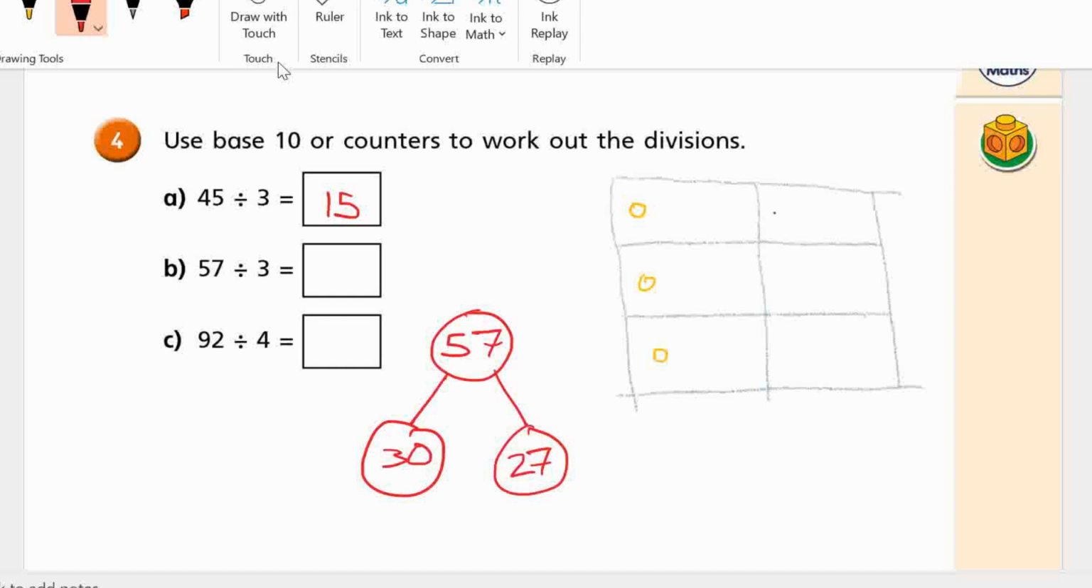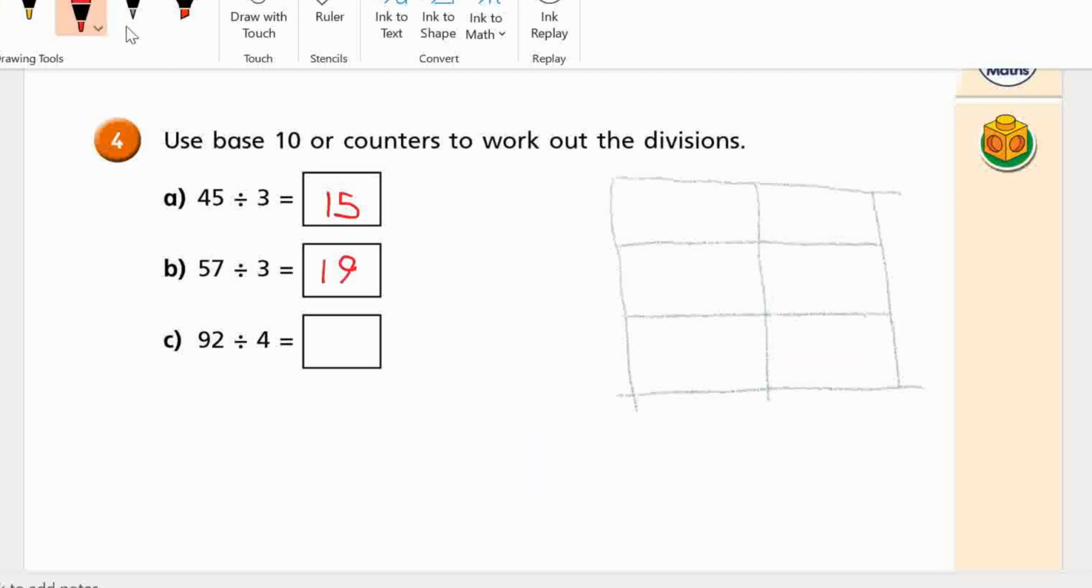Does anyone know what 27 divided by 3 is? 9, thank you. 27 divided by 3 is 9. So to save a bit of time, I'll just do 9 here. You can obviously count more carefully, but I know for sure that 27 divided by 3 is 9 because I know my 9 times table. Right, so we've got 1 ten and we've got 9 ones. 19, and now we need an extra row because it's dividing by 4.